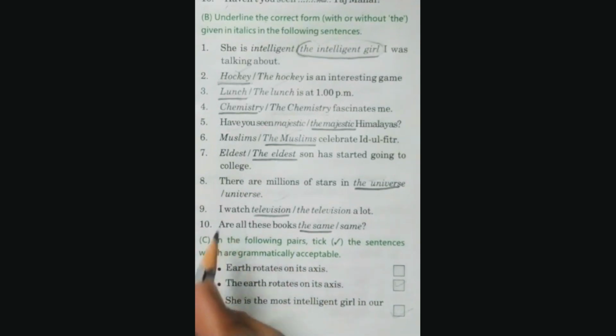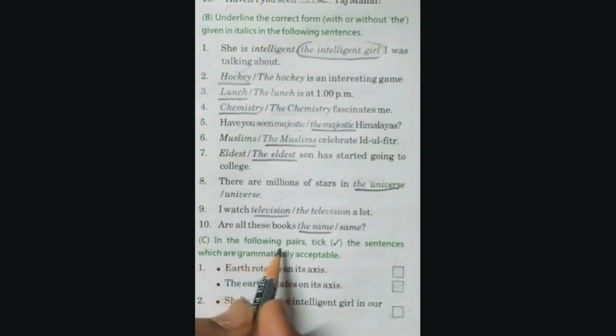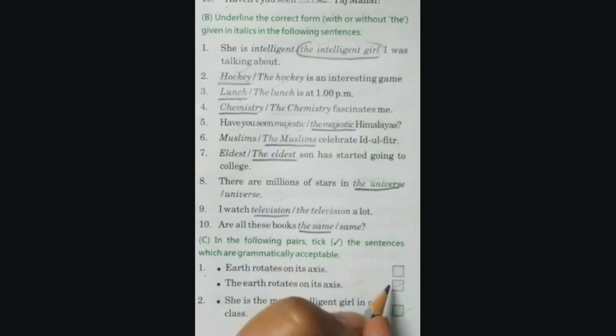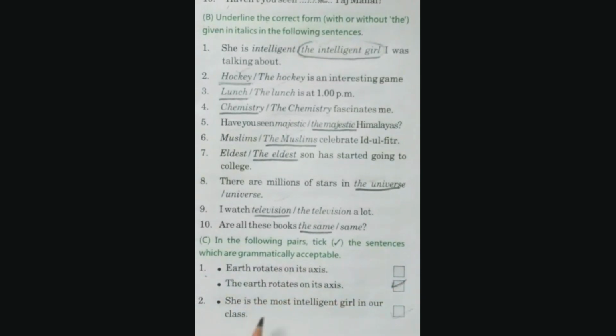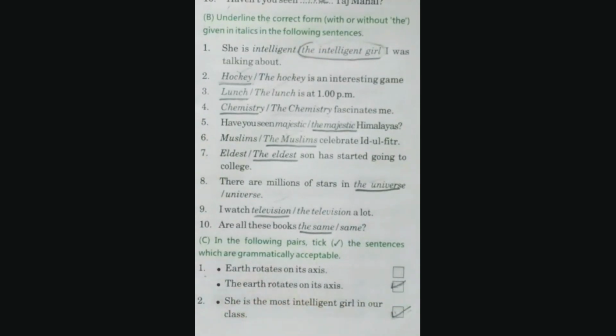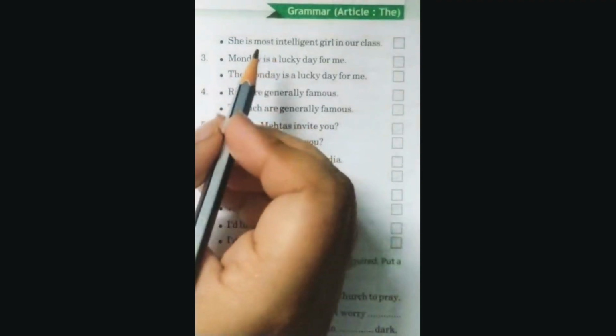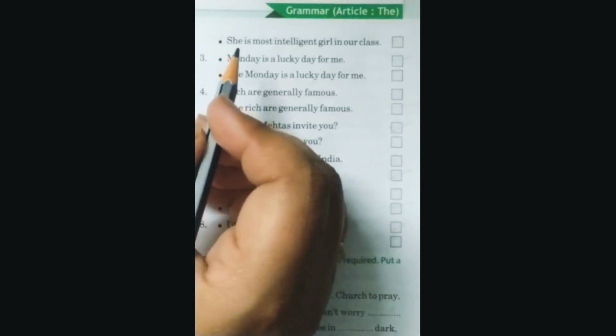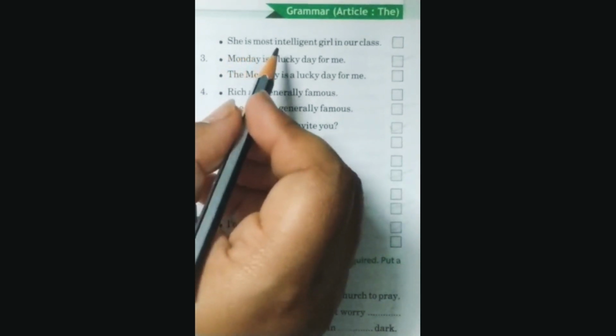Next exercise is exercise C. In the following pairs, tick the sentence which is grammatically acceptable. First is: Earth rotates on its axis. It's a heavenly body, so we use 'the earth'. The earth. She is the most intelligent girl in our class. This is the correct option. Let me show you the other option. She is most... We use 'the' before superlative degrees and this is the wrong option.